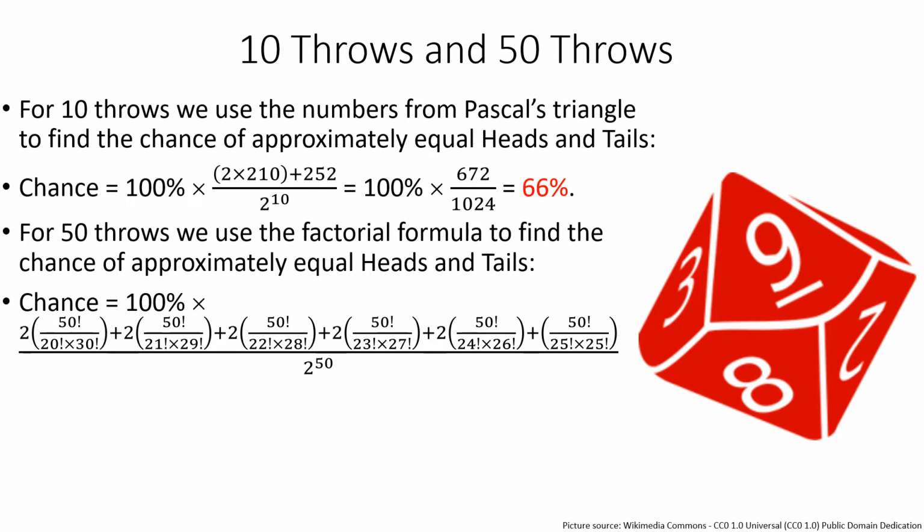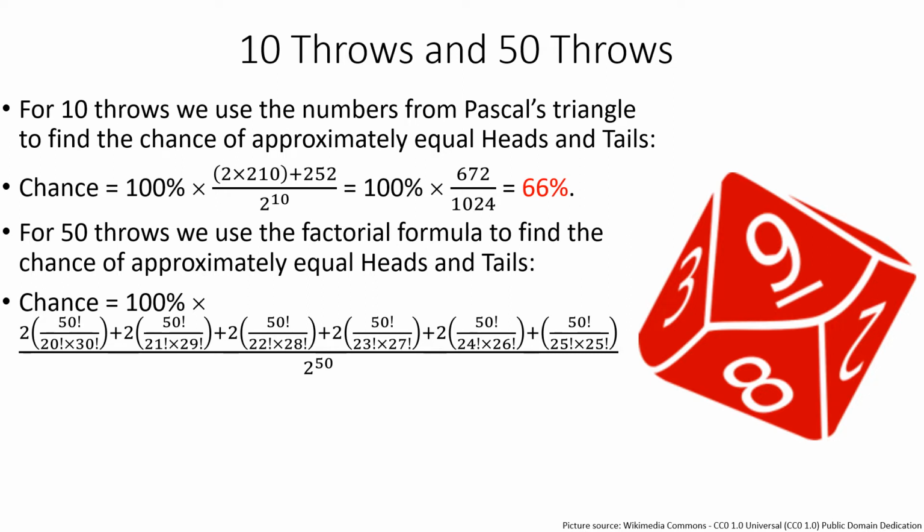So you can see, looking across the working here on the numerator there, that first number in brackets, 50 factorial over 20 factorial, 30 factorial. So that'll be the number of ways of throwing 20 heads out of 50 coin tosses. And it's multiplied by 2 because that could equally be 20 tails and 30 heads. And then moving along, we're looking at 21 and 29 throws, then 22, 28, etc., 23, 27, 24, 26, and these are all multiplied by 2 because they correspond to either heads or tails. But the last term there, we don't multiply that by 2 because it's just 25 heads and 25 tails.